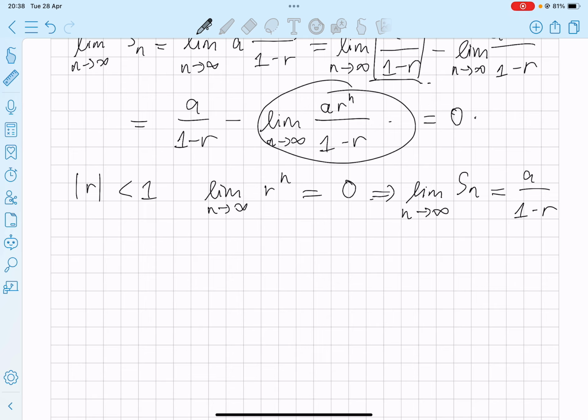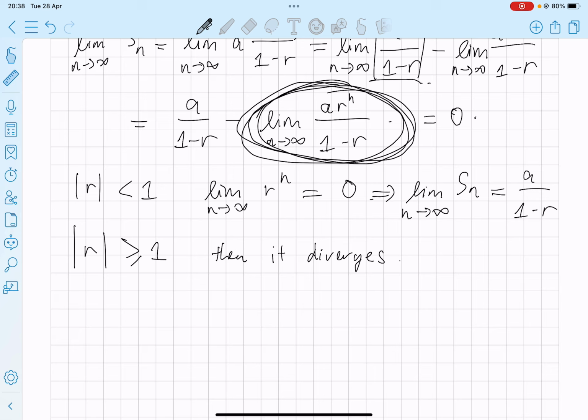And in the other case, when the absolute value of r is greater than or equal to 1, then it diverges, because this limit is gonna be greater and greater when n approaches infinity. So that's why the limit does not exist and it's gonna diverge. All right.